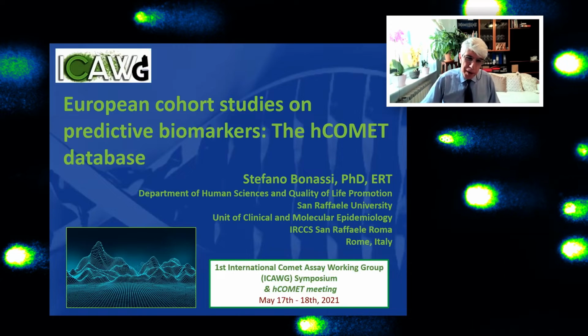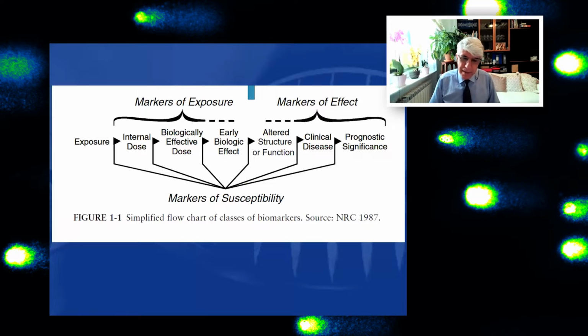And now let's move into the introduction of how I'm going to present our data, using a very old picture. If you look at this picture, many people know it well; it is from the National Research Council in the US. 35 years ago, they started with this classification of biomarkers in exposure, effect, early effect, susceptibility. That was very successful, because it continues to be used still nowadays, even if it has several weaknesses.